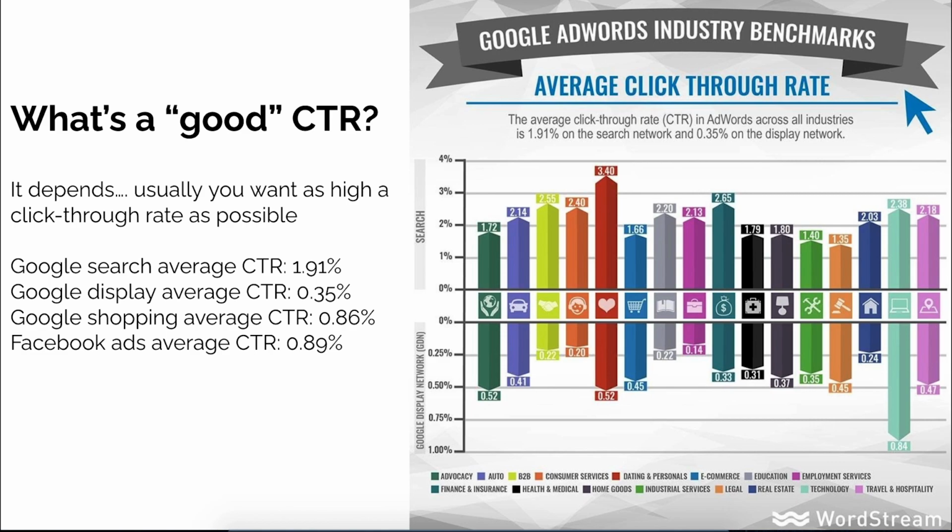To get a good click-through rate, essentially you just need to make sure that you're bidding on relevant and affordable keywords and audiences. A high click-through rate on an irrelevant audience or an irrelevant keyword is really just going to make you burn through your budget faster than you can anticipate.